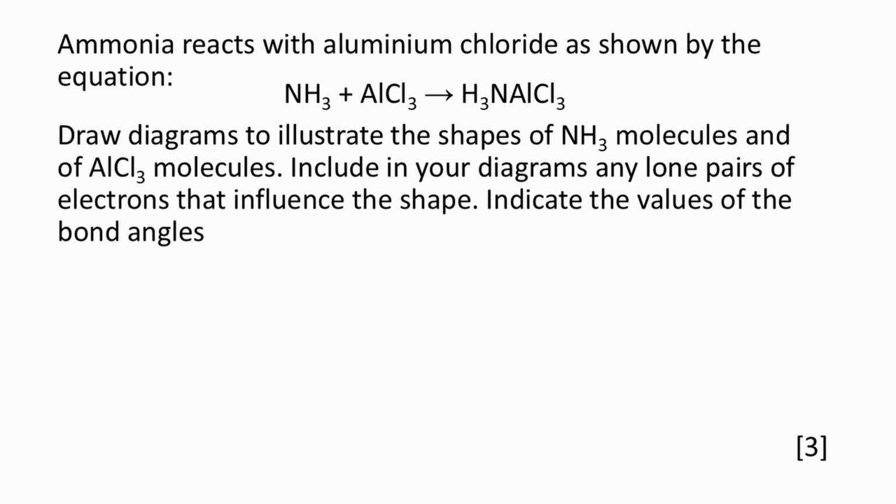Ammonia reacts with aluminium chloride as shown by the equation NH3 plus AlCl3 goes to H3N AlCl3. Draw diagrams to illustrate the shapes of NH3 molecules and of AlCl3 molecules. Include in your diagrams any lone pairs of electrons that influence the shape. Indicate the values of the bond angles.